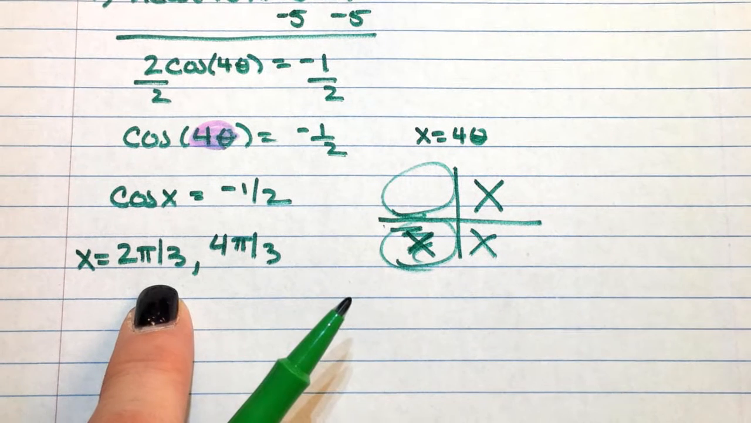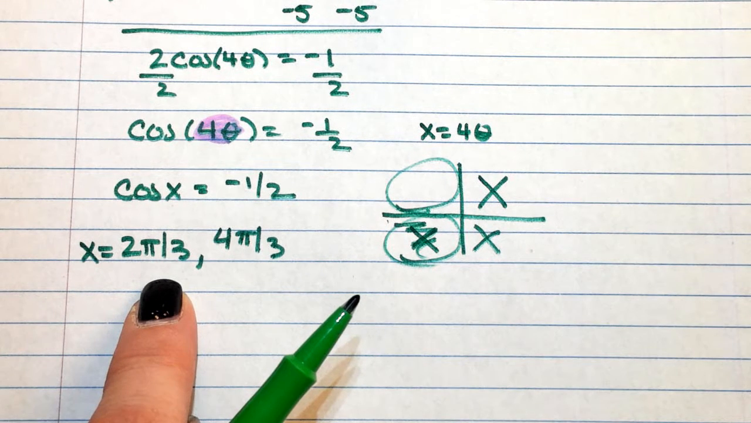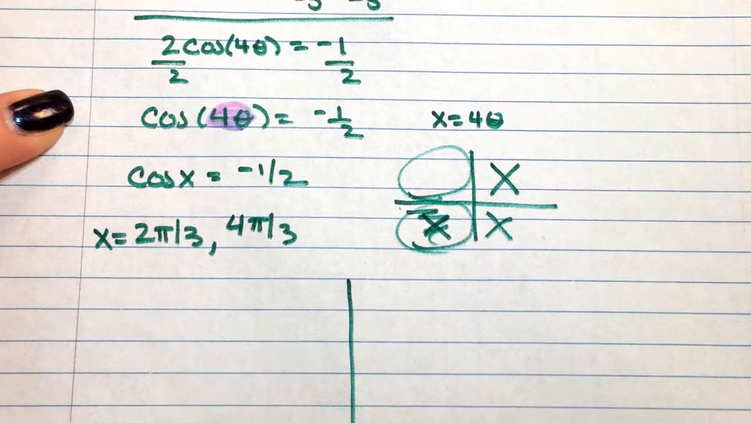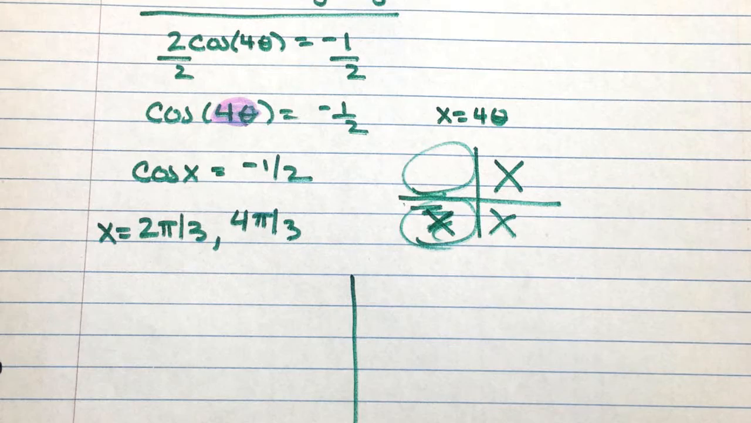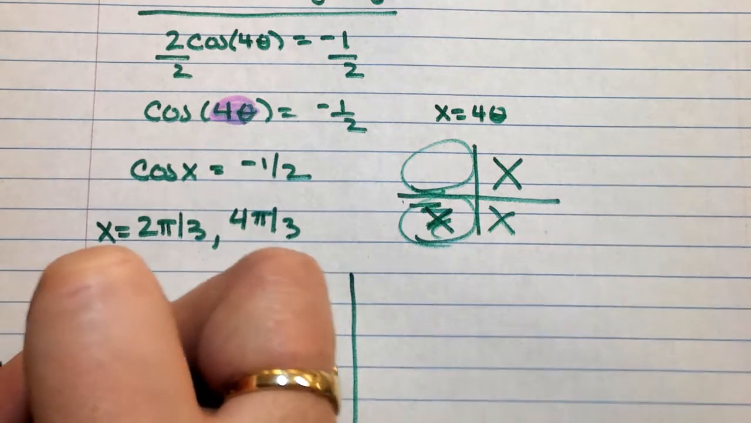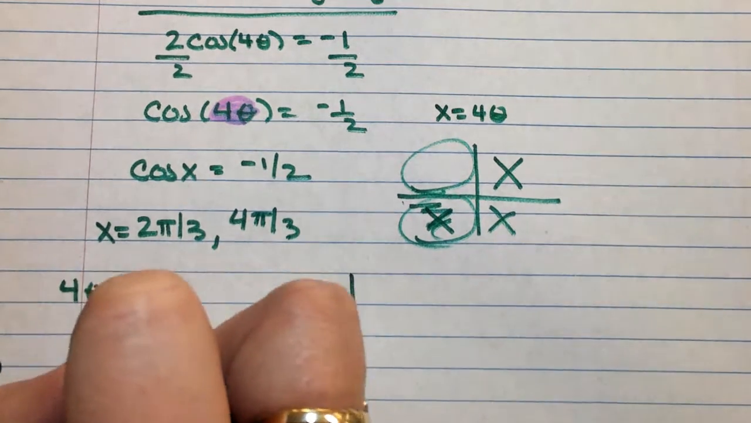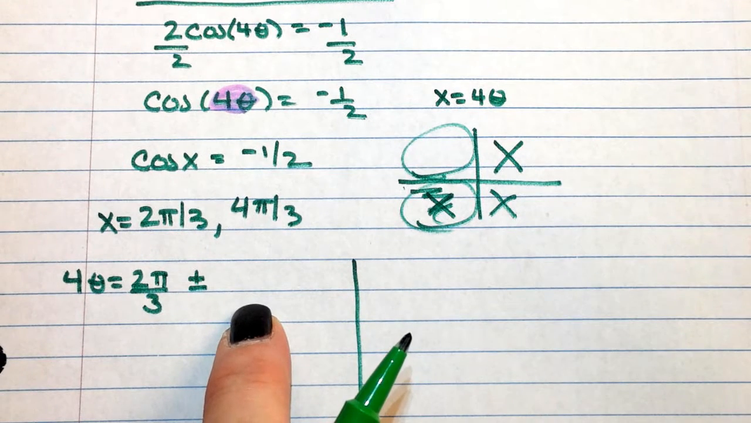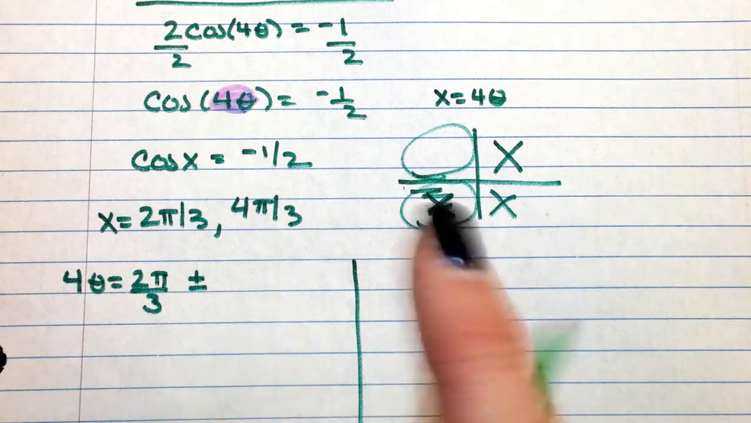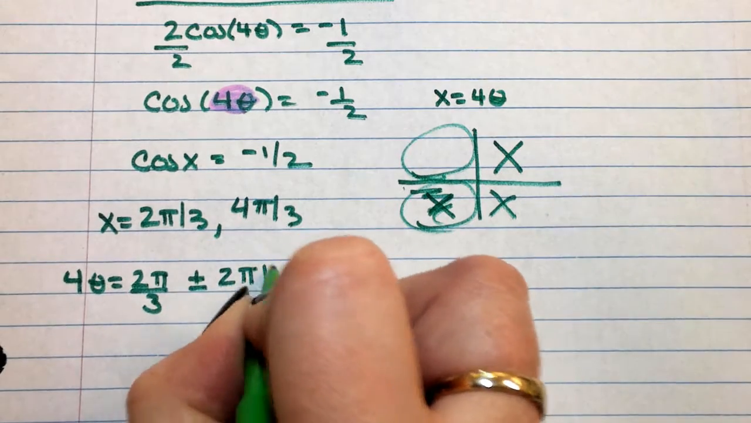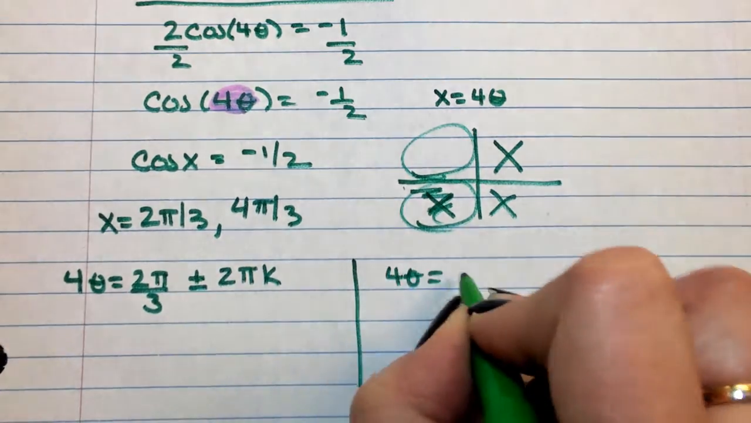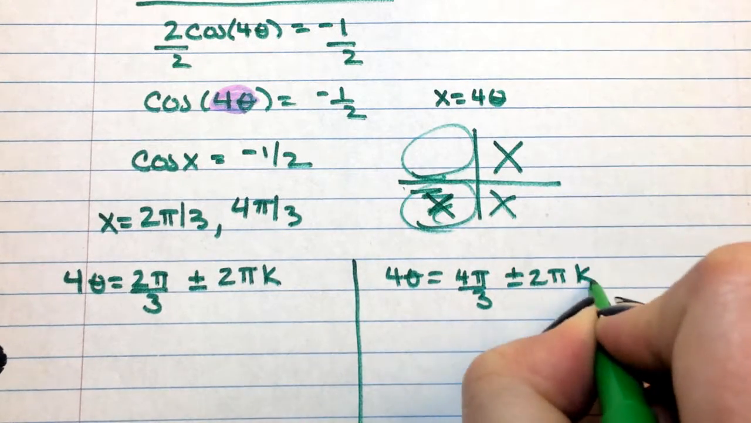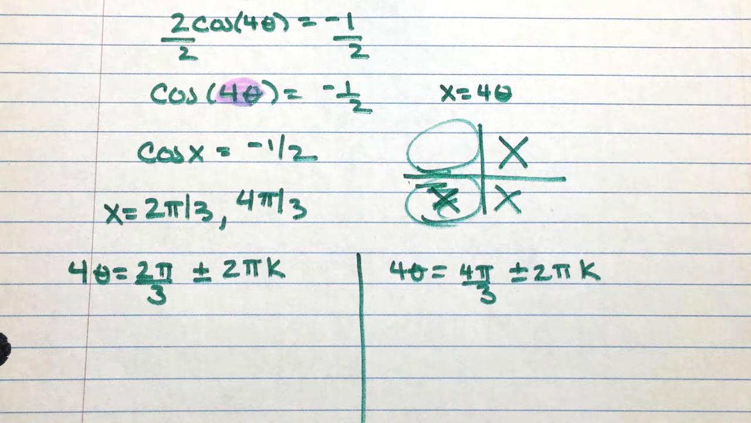So now, like you mentioned, this is your bad news situation, because you are going to have to consider both your 2 pi over 3 and 4 pi over 3. What I usually do in the beginning is set up 4 theta is equal to 2 pi over 3. And what is my generalization for cosine? Is it plus or minus pi k or plus or minus 2 pi k? 2 pi k. And then I know I'm going to have to do 4 theta is equal to 4 pi over 3 plus or minus 2 pi k. That's just a reminder in the beginning that I'm going to have to do both.